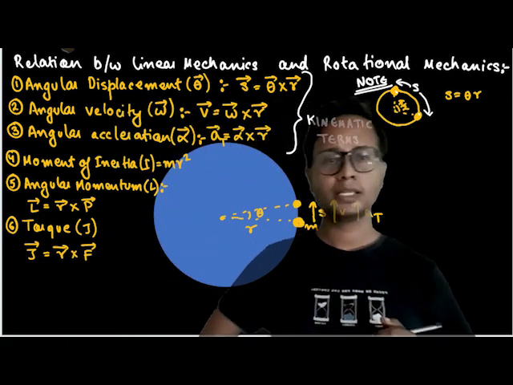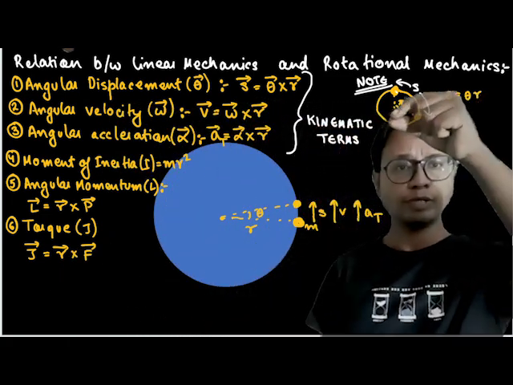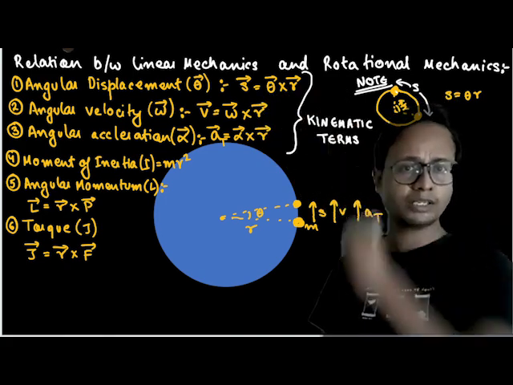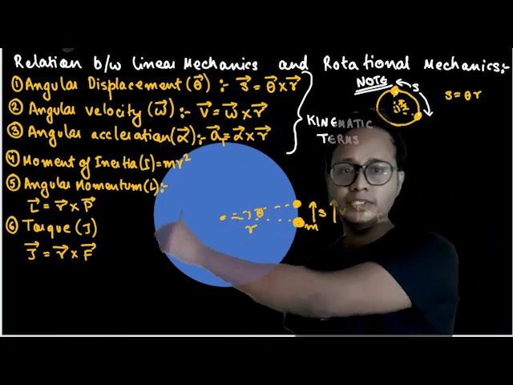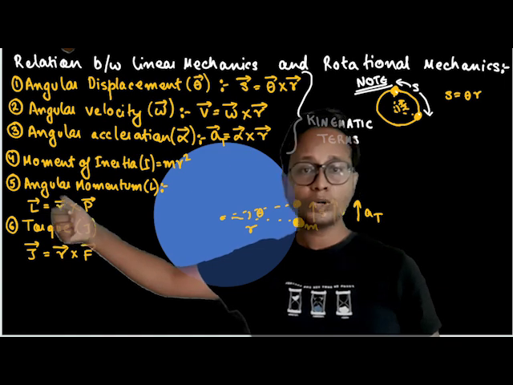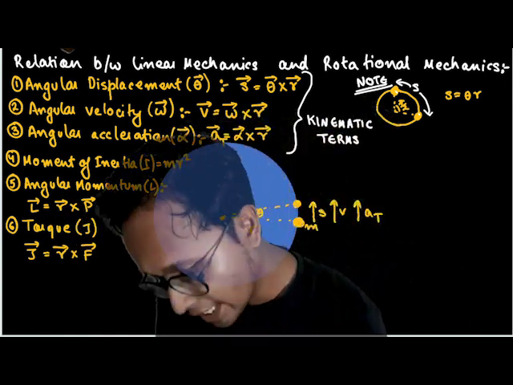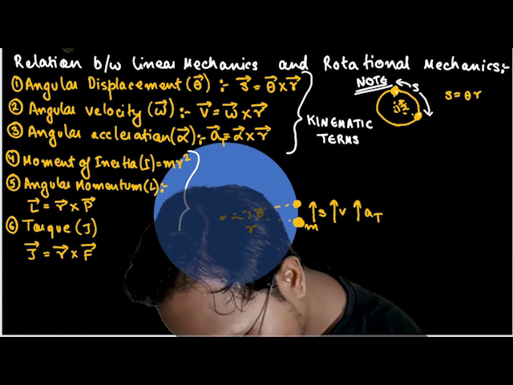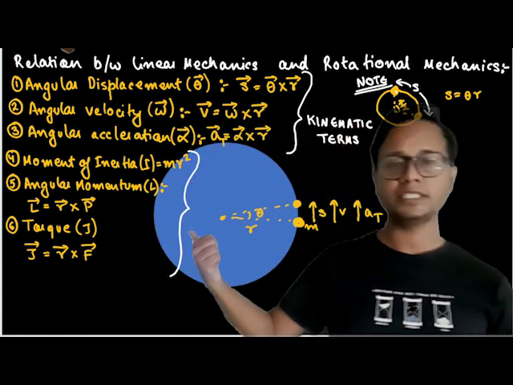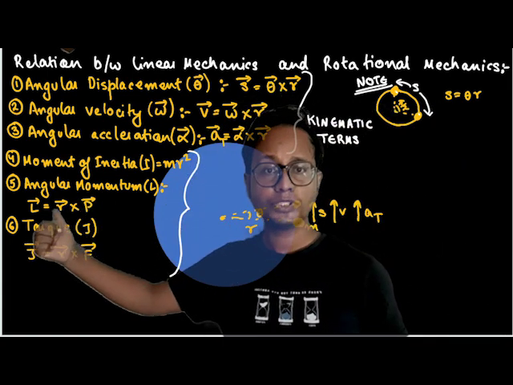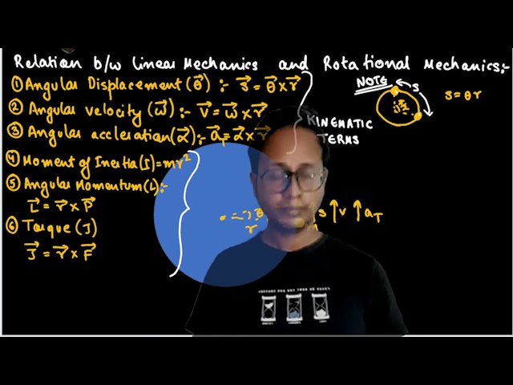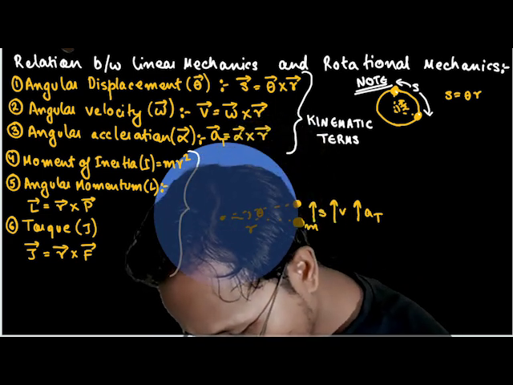One more thing, in kinematic terms, the easier way to remember was linear terms is equal to rotational terms into R. That changes for dynamic terms. See out here what happens, rotational term is equal to R cross linear terms. So for dynamic terms, the way of remembering things changes. But angular term is equal to R cross linear term. Understood? So these are nothing but dynamic terms.